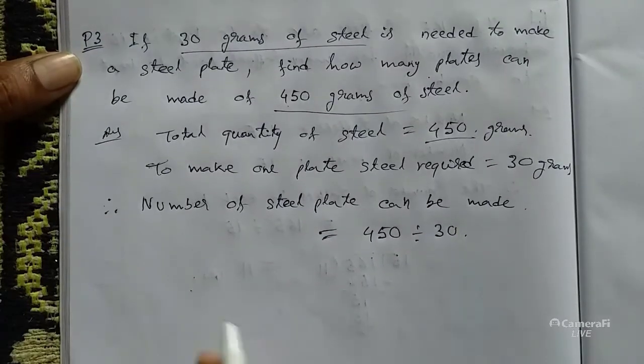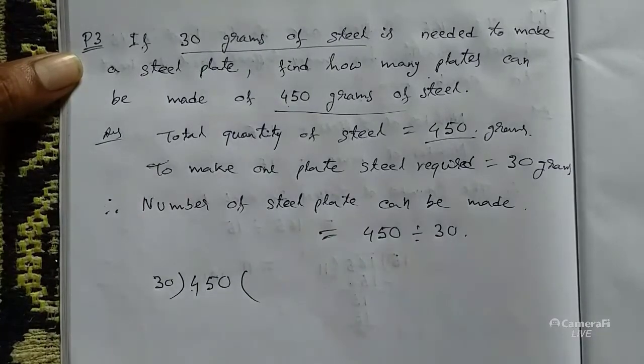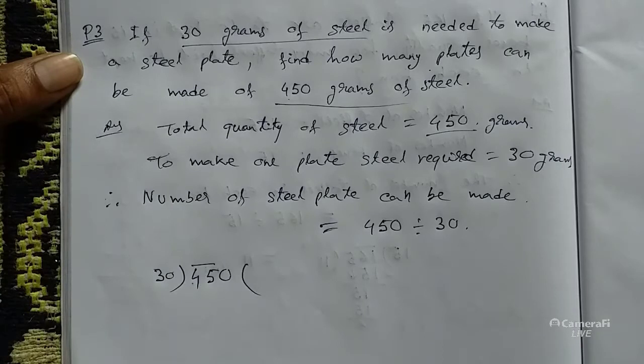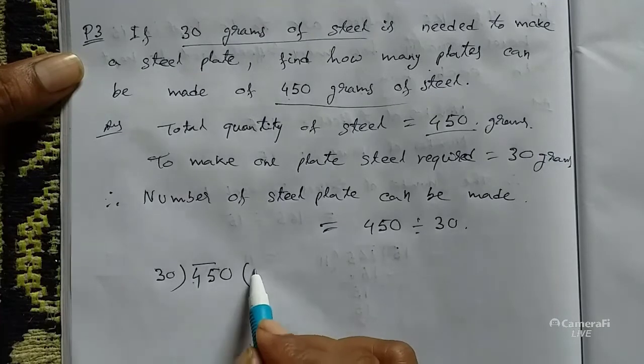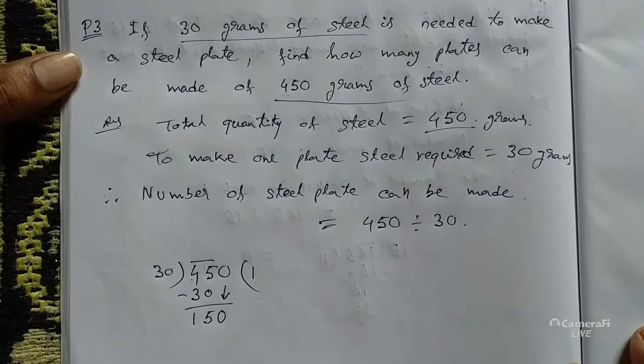Let us divide it this way. As 30 has 2 digits, we should take 2 digits, 45. Now go through the table of 30. 31 ja 30, 32 ja 60, which is greater than 45. So we should take 31 ja 30. Subtracting, 4 minus 3 is 1. Now take the next digit 0. So 150 is the number next.